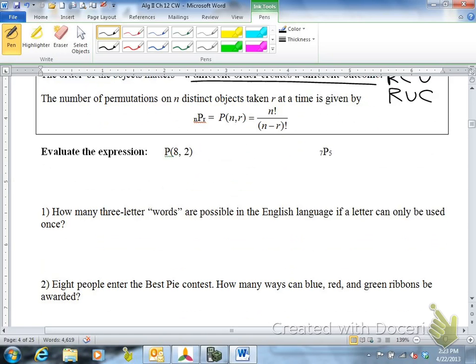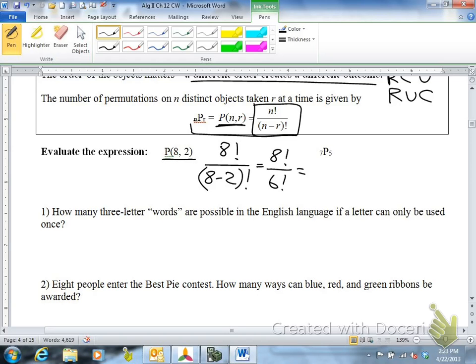Number of permutations of n objects taken r at a time. The notation looks like this: nPr, so n would be 4 teams, and you're permuting 3 of them because 3 get awards. Or the book uses this notation, P of n comma r. The formula is n factorial over n minus r factorial. So for one like this, we'd have 8 factorial divided by 8 minus 2 factorial, which would be 8 factorial over 6 factorial, which would be 8 times 7, because the 6 factorials divide out.